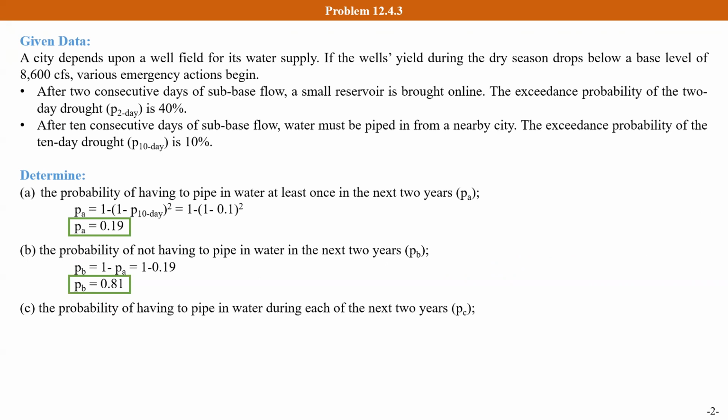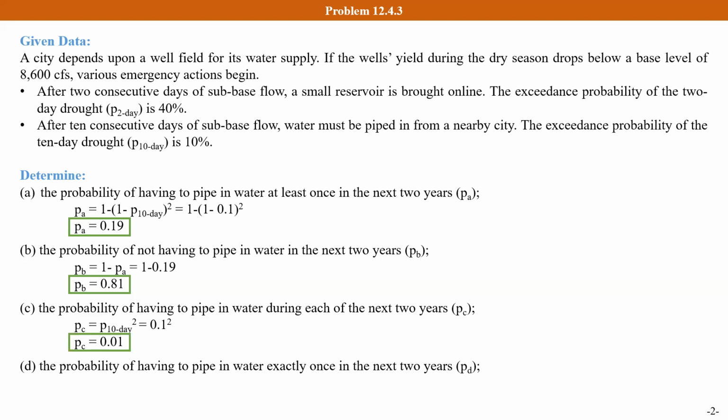Problem C, the probability of having to pipe in water during each of the next 2 years. So it should equal P sub 10 to the power of 2, which equals 0.01.